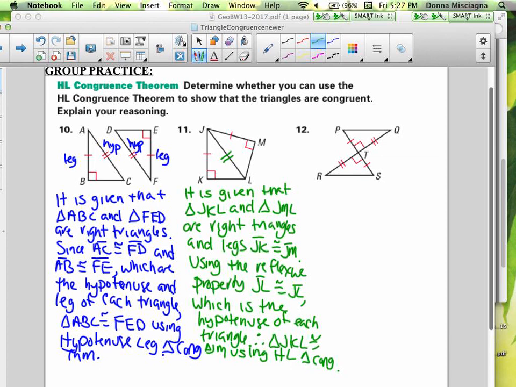All right. So again, I can use hypotenuse leg. This, of course, is the hypotenuse because it's opposite the right angle. Same thing here. All right. So I thought it would be a good opportunity to practice some paragraph proofs. That's why I did these as paragraph proofs. Let's look at the last one.